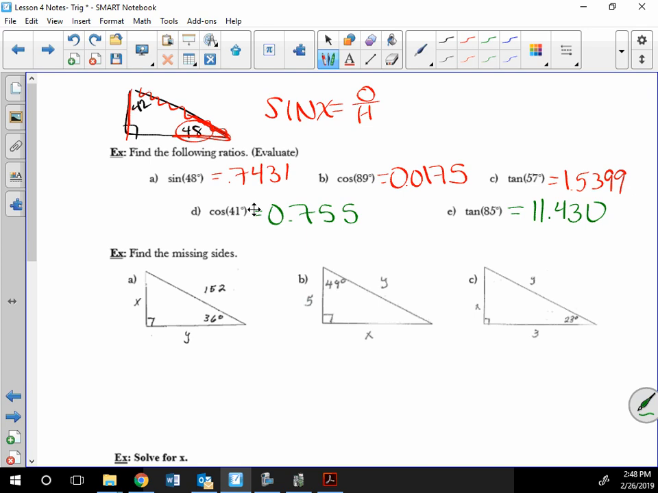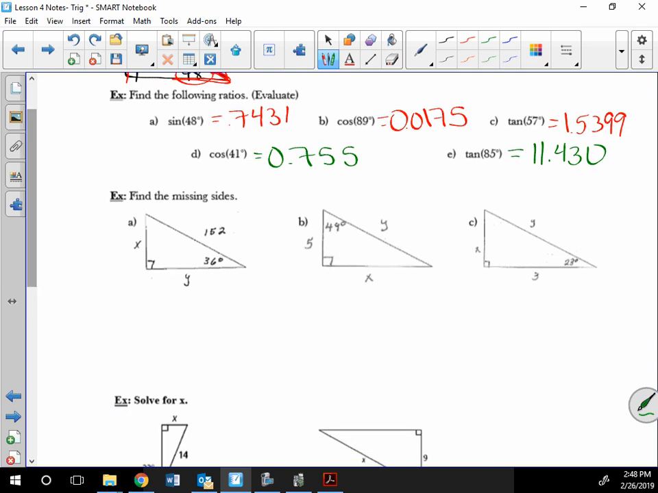Okay, so we're going to use this when our values are not so nice. Now we'll learn, I don't know if we did today, maybe it's next class, that there are a few values that we can immediately know our answer to. But most of them are going to be decimals like this. So we're going to use this information to help us find missing sides.